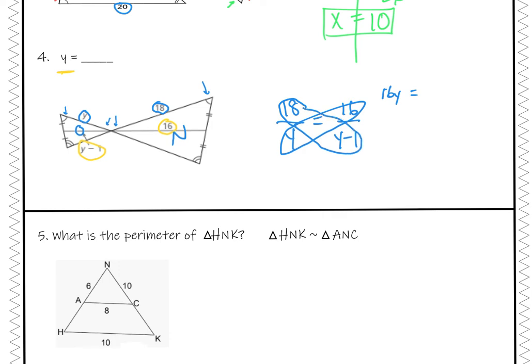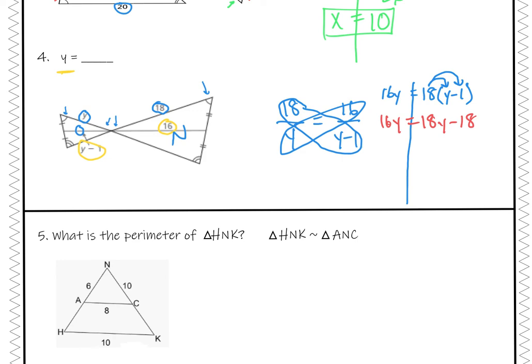Now this is important. Watch this. 18 times, so parentheses, y minus 1. You have to write it this way so that you make sure you are distributing the 18. If you do not do this, you will get this wrong. So that's our first step, is to distribute, actually. We're going to get 16y equals 18y minus 18 because of the negative sign. So it's going to be a minus 18 there.